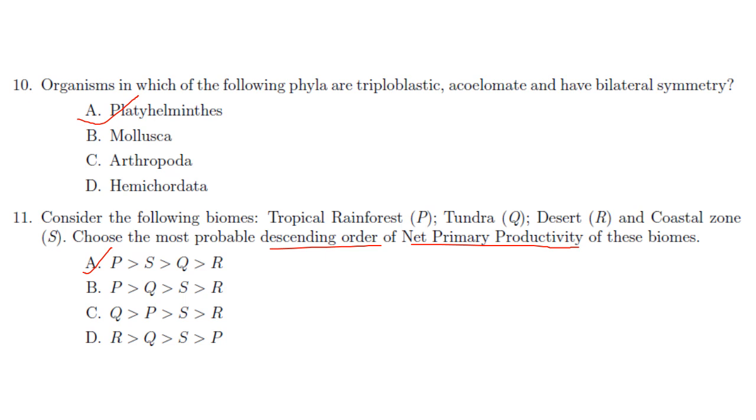So the next will be P greater than S greater than, the next will be tundra. Tundra ecosystems still have lower net primary productivity due to their extreme cold temperatures and limited plant diversity. Similarly, desert also has net primary productivity which is lower than that of tundra because of the arid conditions and very sparse vegetation. So because of all these reasons, the descending order will be P greater than S greater than Q greater than R. Answer will be option A.